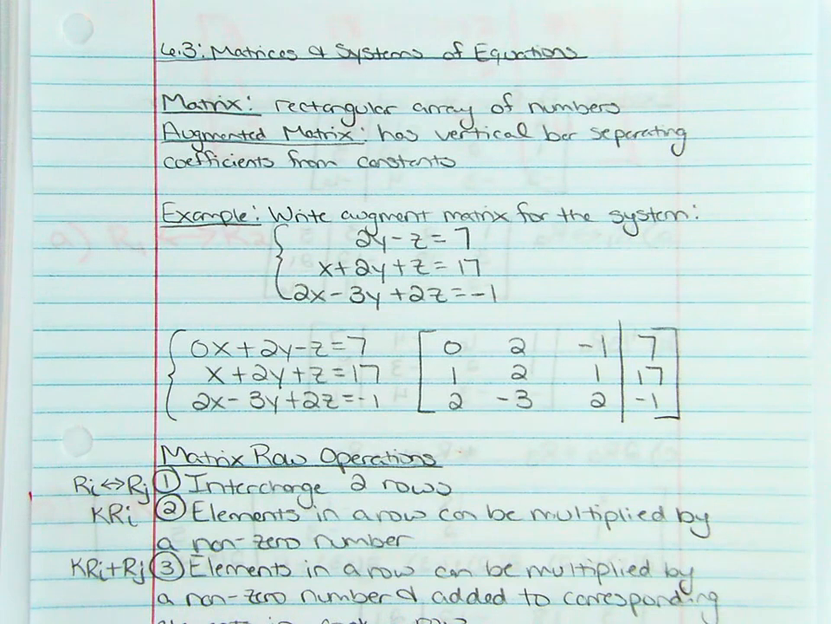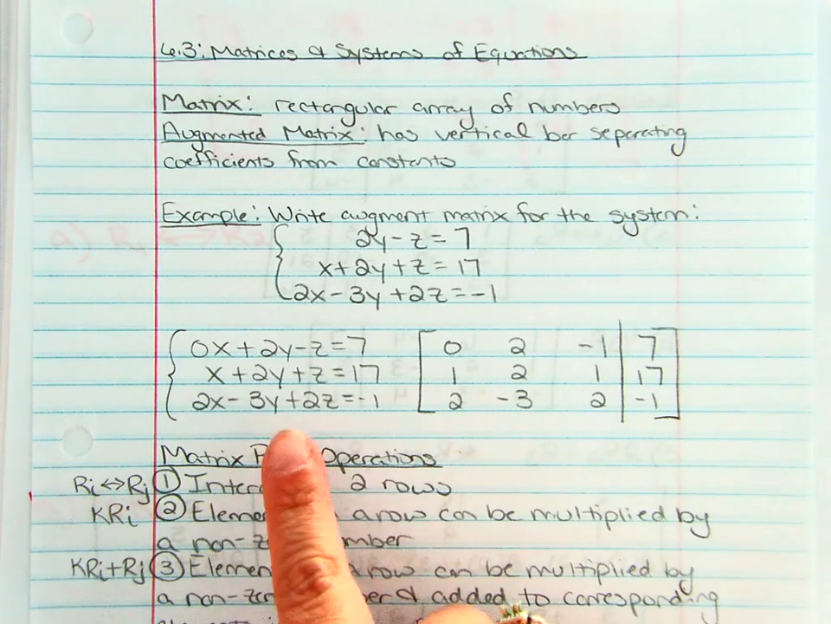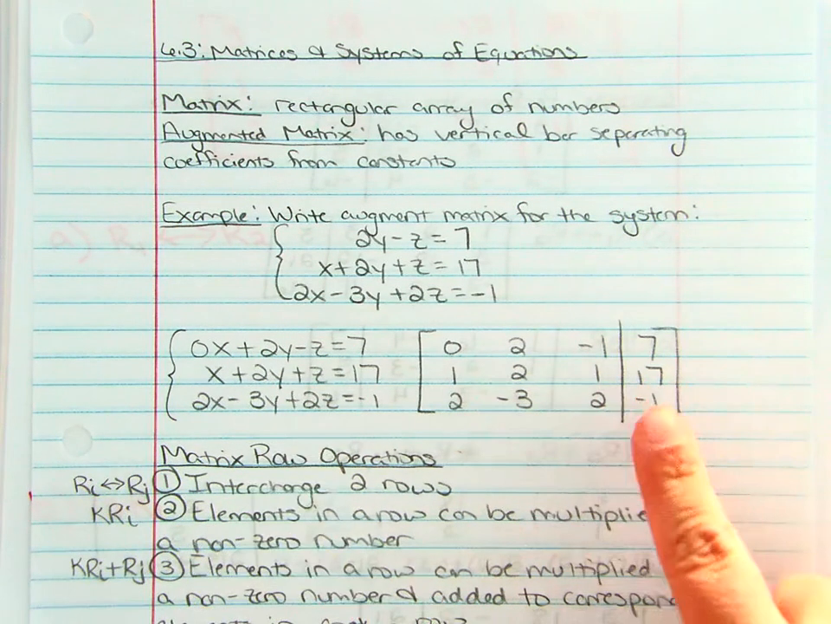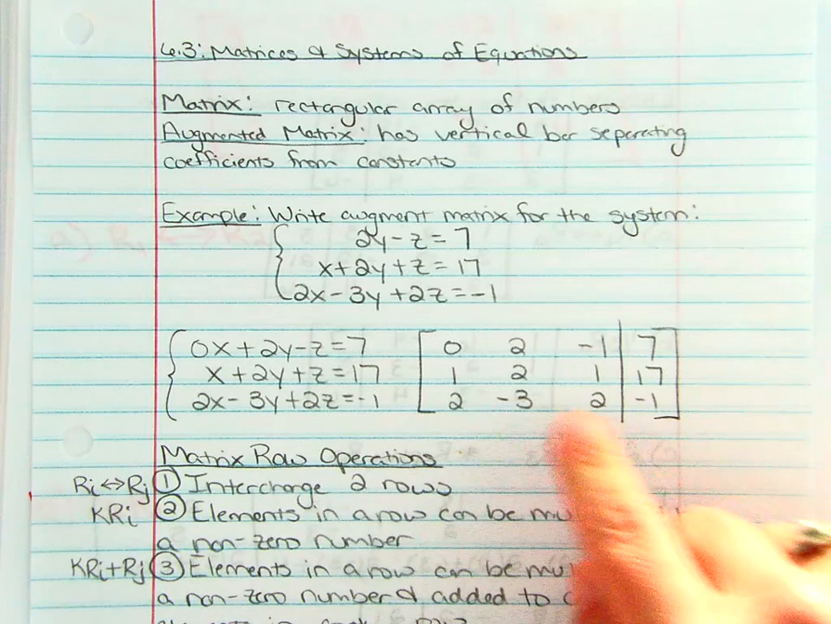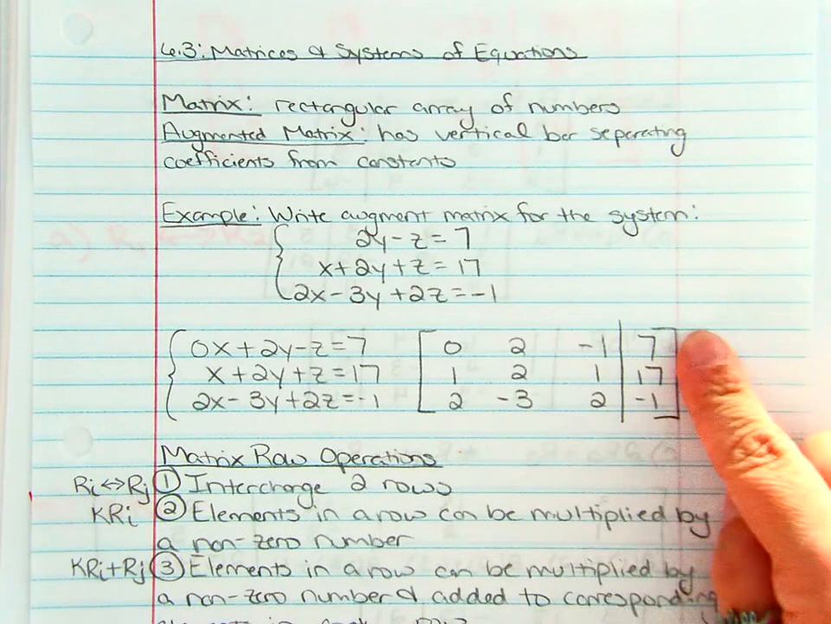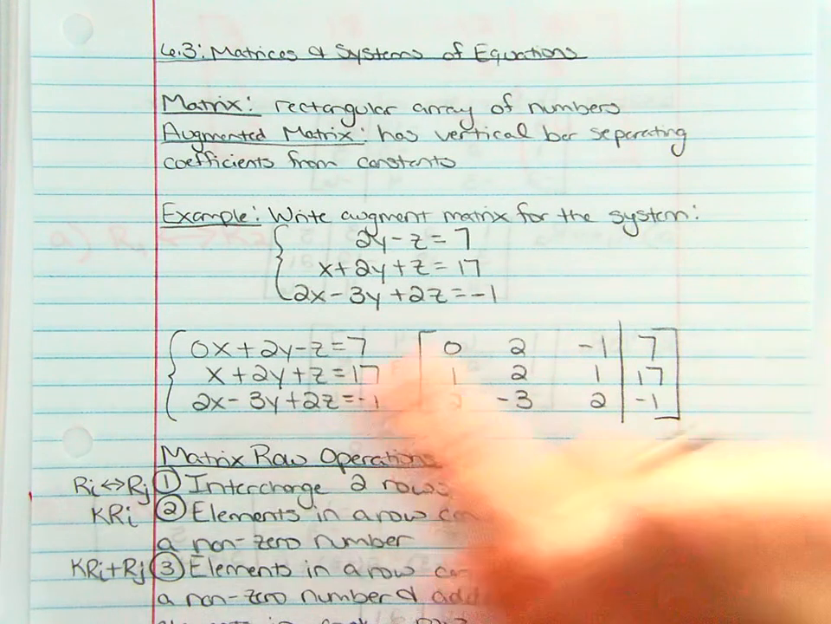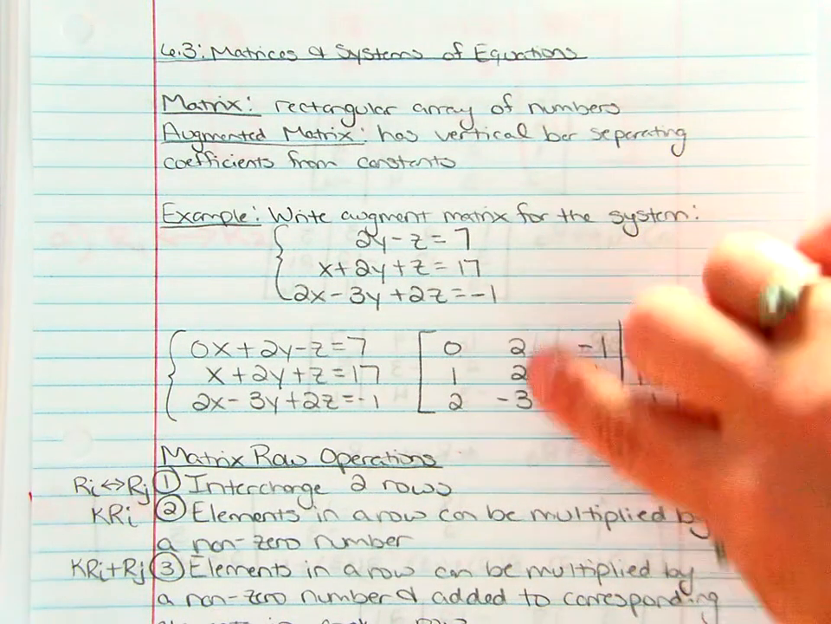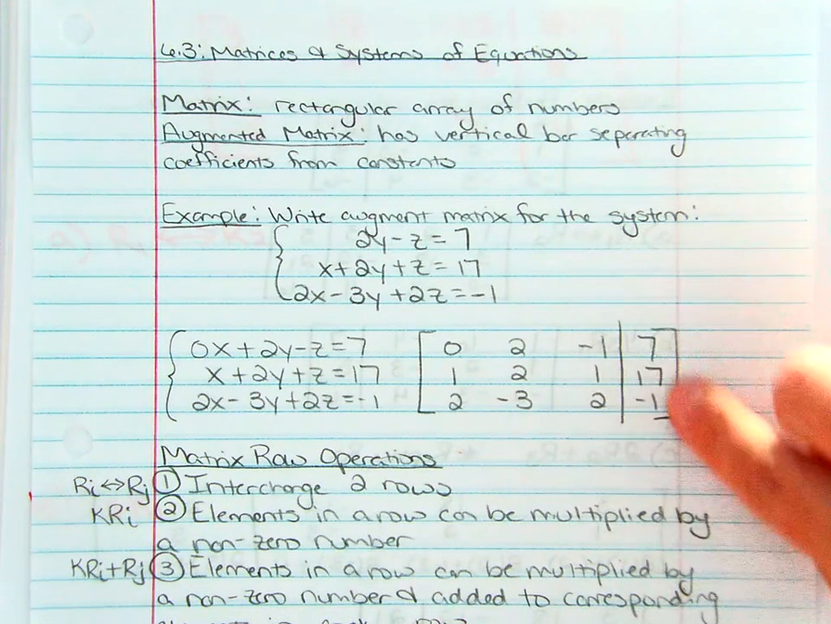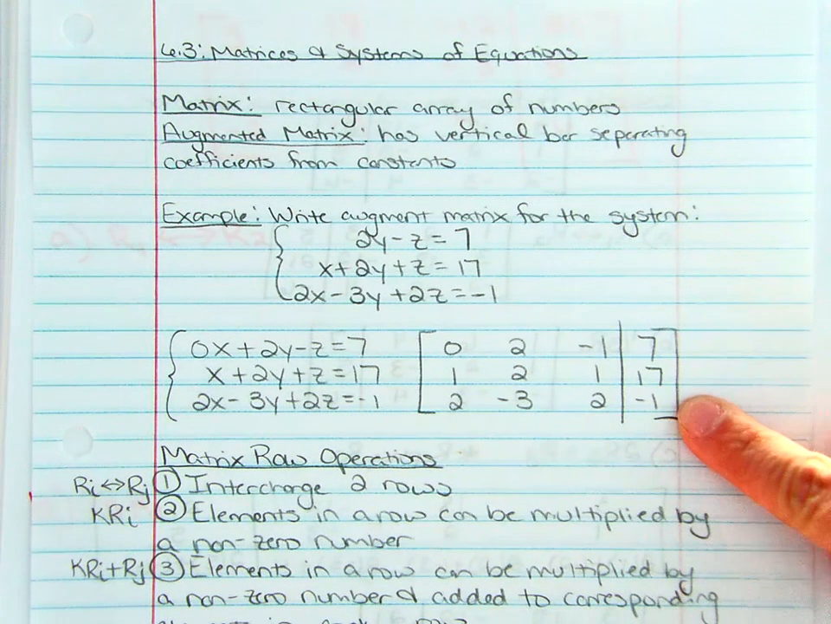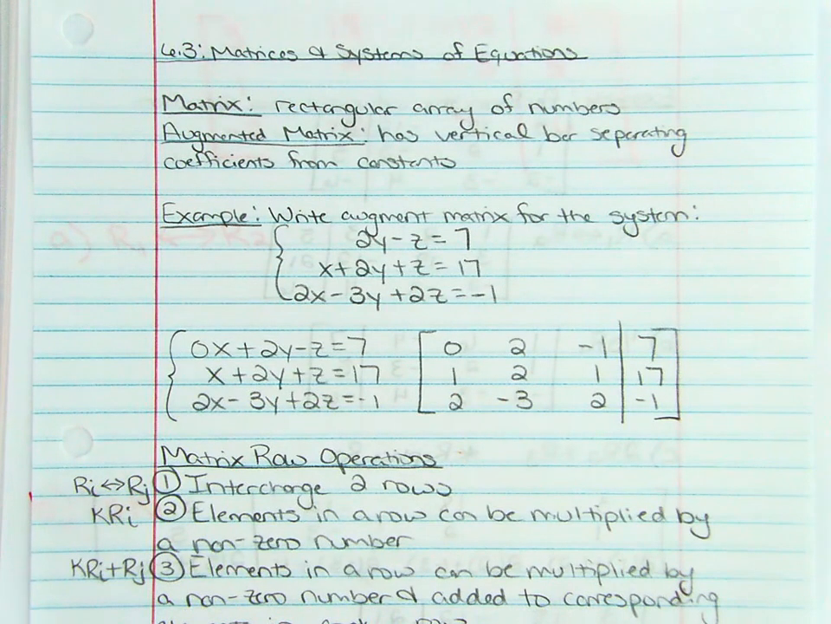So we should be able to go from systems of equations into the matrix, but then also, if you're given a matrix like this, you should be able to go backwards and write a system of equations from it, knowing that this is your x's, your y's, your z's, and your constants. Does that make sense, how we go from one format to another?